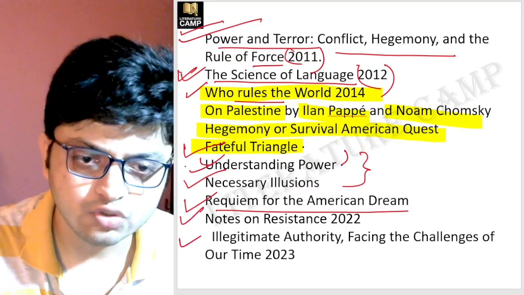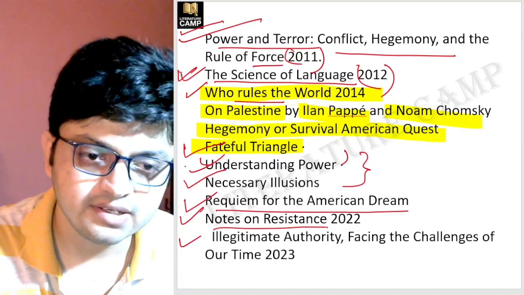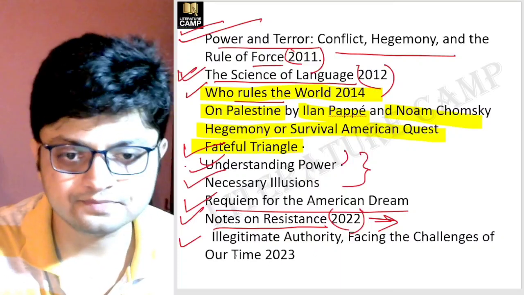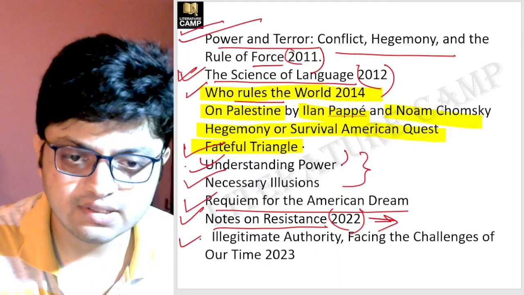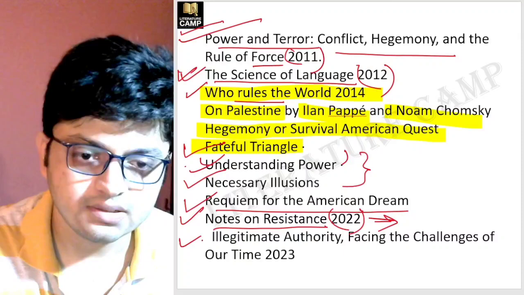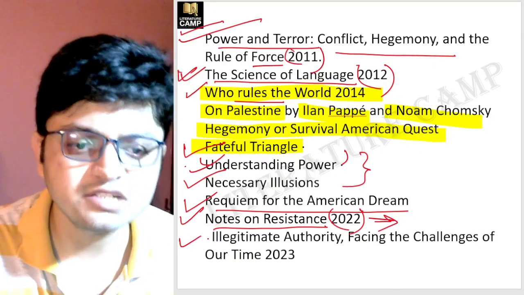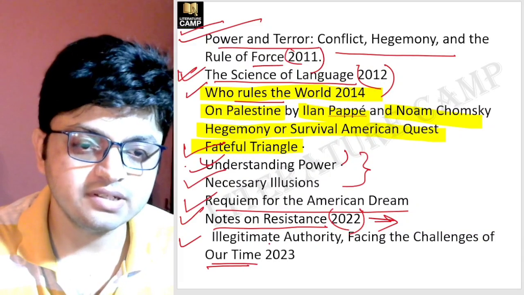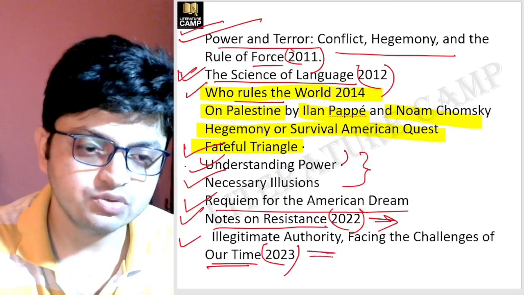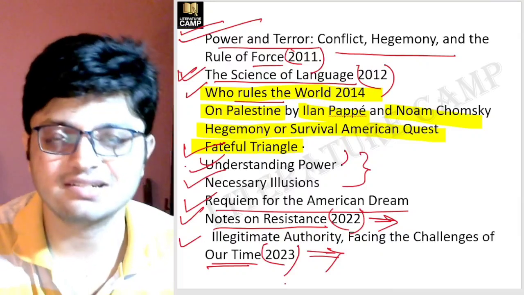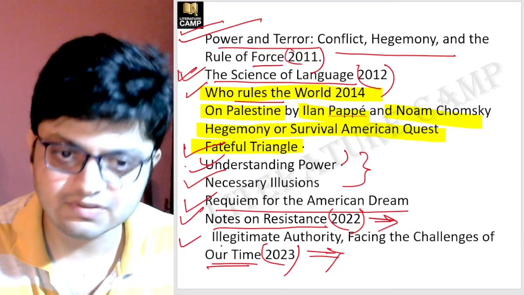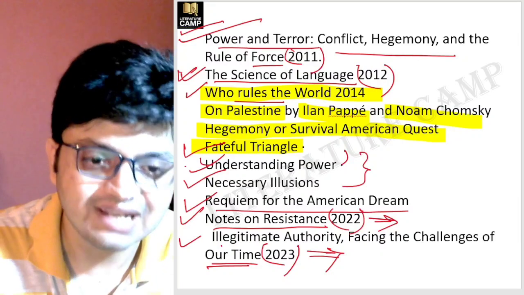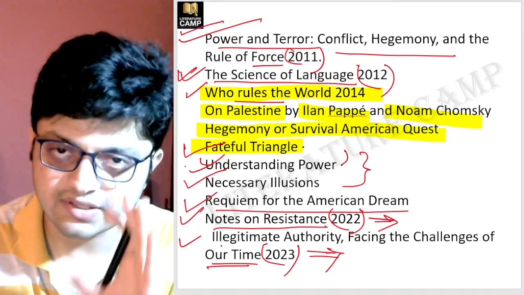You need to remember. Notes on Resistance. Who has written Notes on Resistance, published in 2022? The answer is Noam Chomsky. And this is Noam Chomsky's latest work, Illegitimate Authority: Facing the Challenges of Our Time, published in 2023. We need to remember. So definitely one question can come: who has written Illegitimate Authority? The answer is Noam Chomsky.